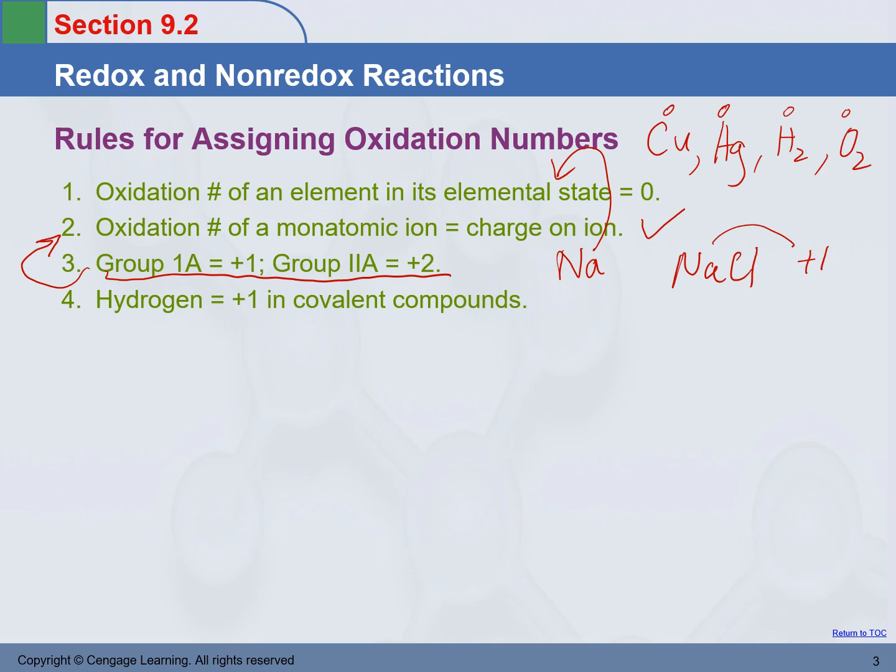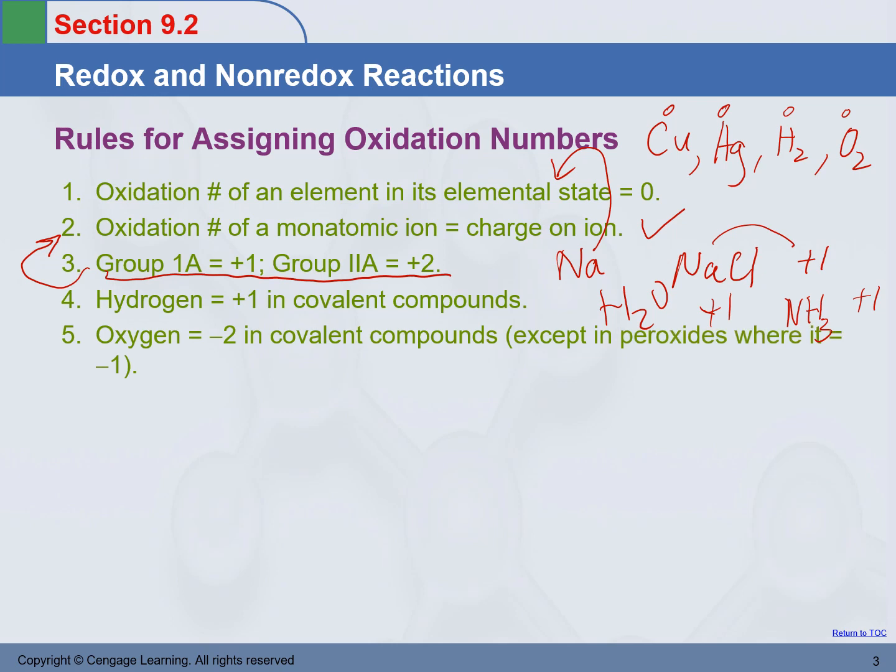Hydrogen is +1 in a covalent compound. That comes in handy. It's easy. So hydrogen in H2O, that's a covalent compound. They're both nonmetals. You don't need to think about it. Hydrogen will be +1. Ammonia, NH3, covalent compound. Hydrogen will be +1. So that comes in handy. That helps.